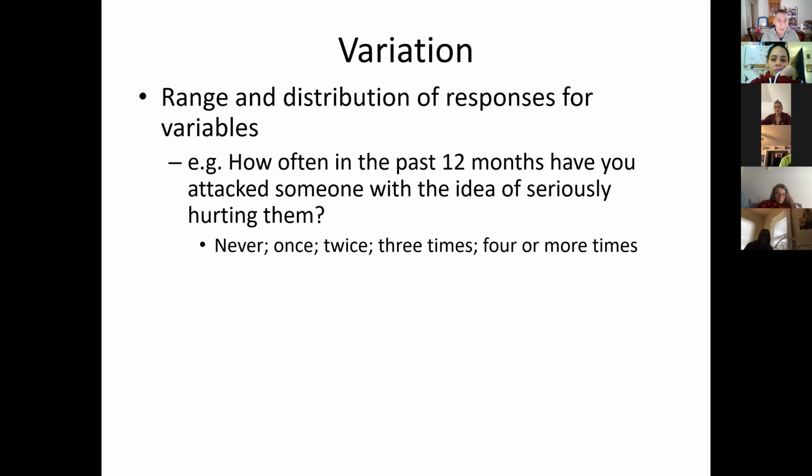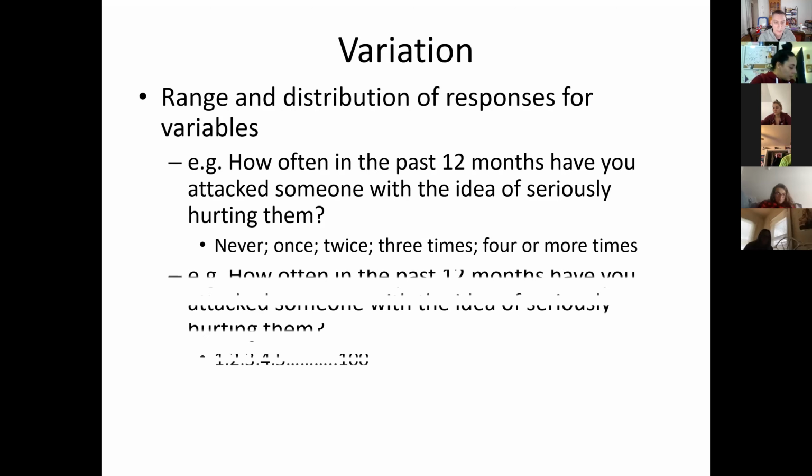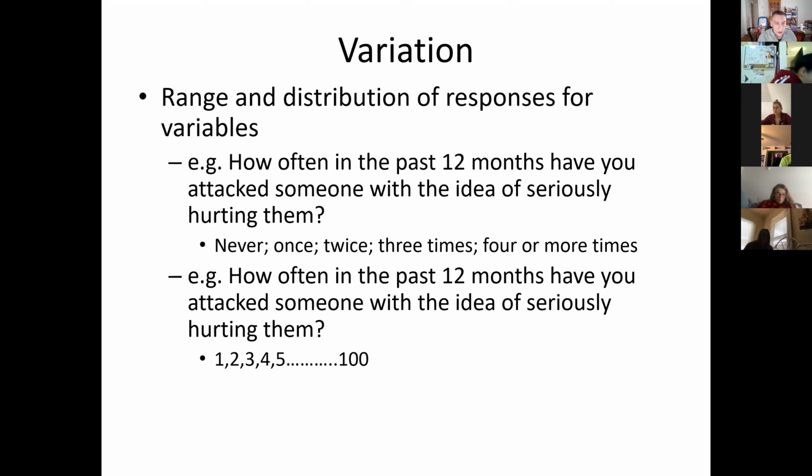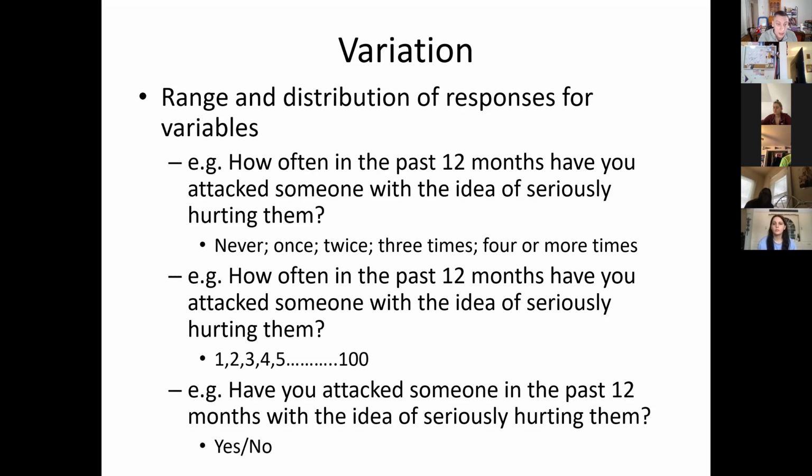And so if you look at something, again, like how often in the past 12 months have you attacked somebody with the idea of seriously hurting them, you could do it by never, once, twice, 3 times or more, 4 or more times, or you might want to measure variation in a more detailed way. You could do it in exact numbers, like you could ask somebody how many times exactly. That's another way of measuring variation in a response to a variable.